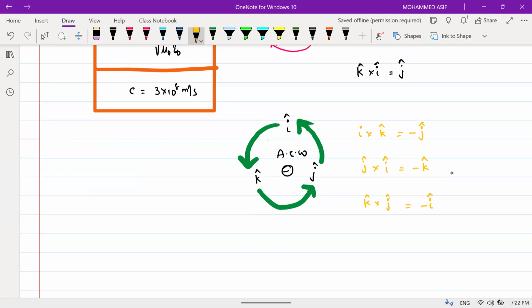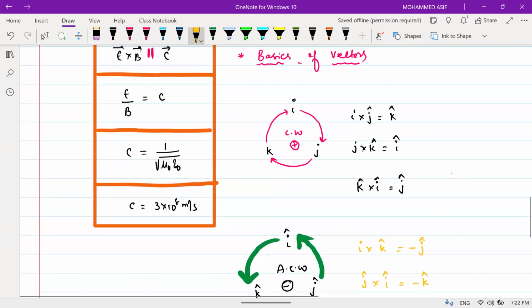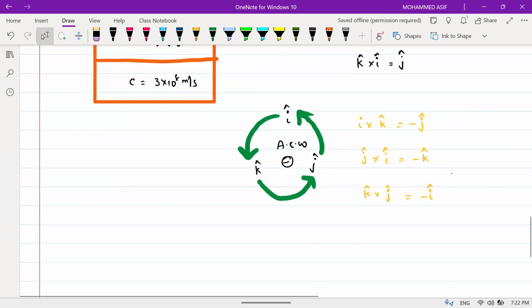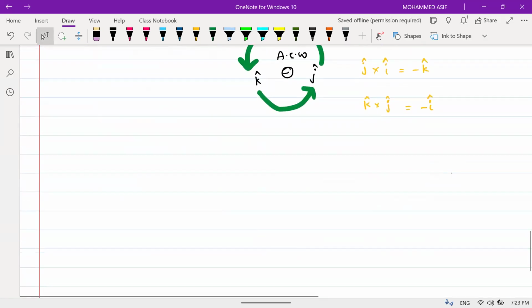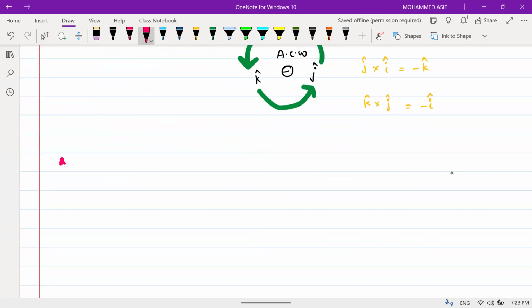Clear? This is the basic thing you need to remember, beta. In the clockwise direction, I'm taking positive. In anti-clockwise direction, I'm taking the negative. Am I clear? So give me the answer for this one faster.